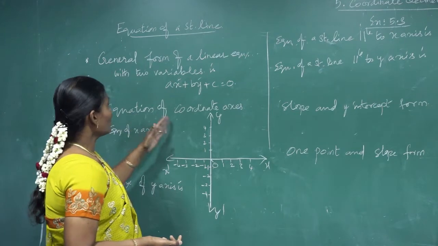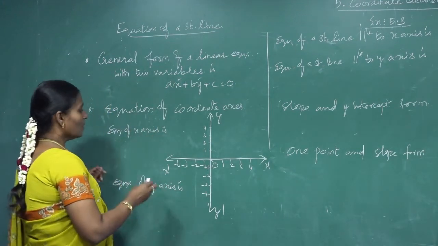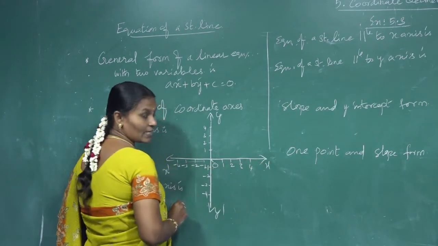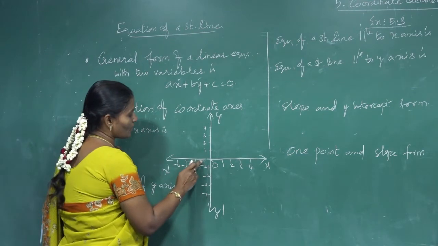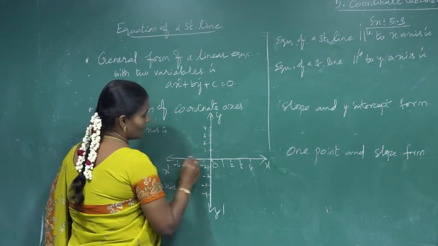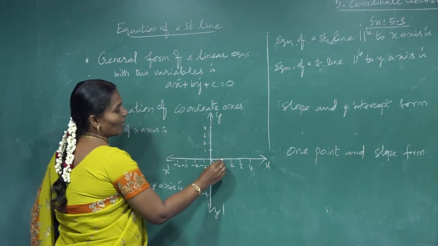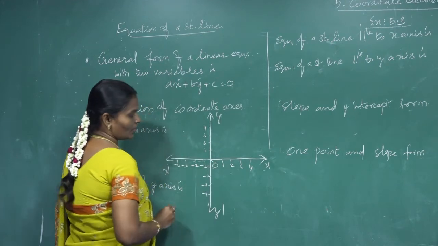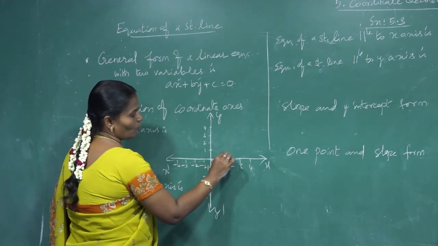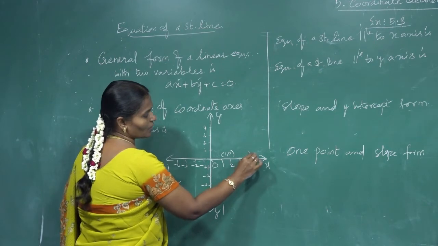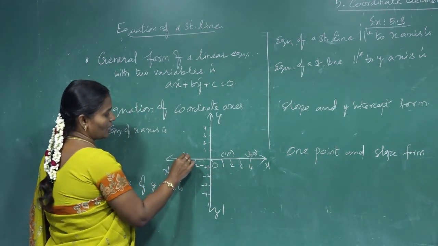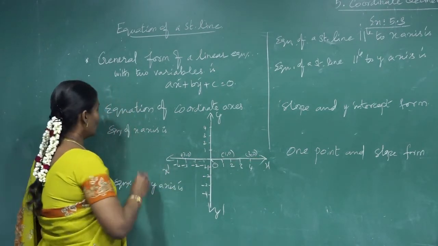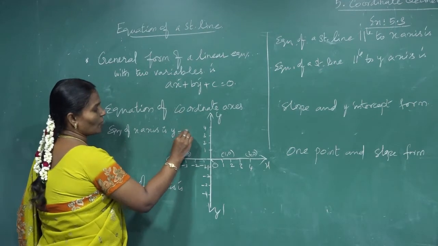Now we find out the equation of coordinate axis. Now see equation of x-axis. You know the horizontal line is the x-axis. What is the equation of x-axis? See here, in this x-axis the y-coordinates are 0, isn't it? So what are the points on the x-axis? This is 1, 0. Here 4, 0. Here minus 3, 0. So on the x-axis the y-coordinates are 0. So equation of x-axis is y equal to 0.